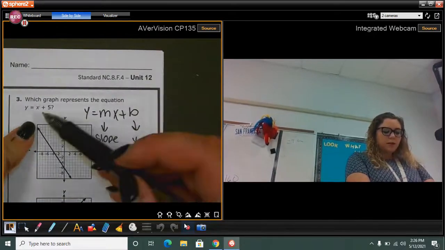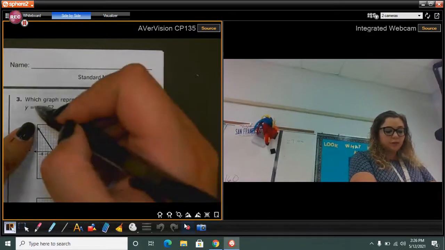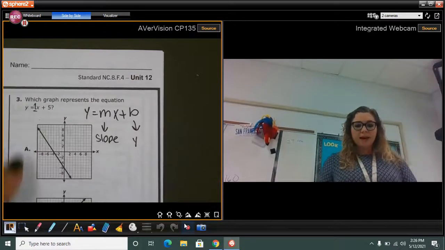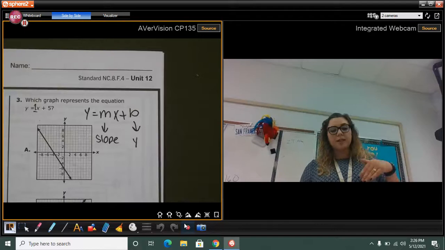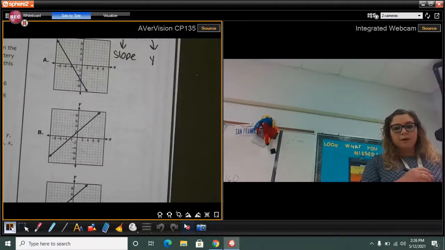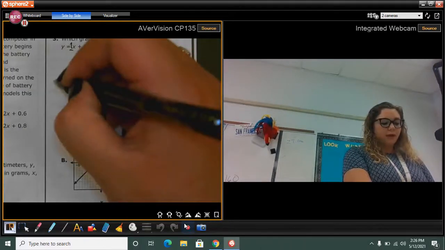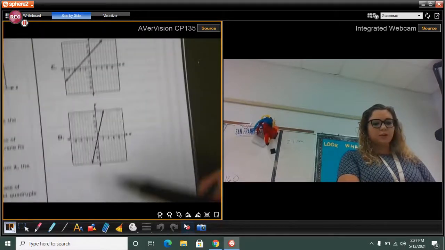Okay, so my slope, x. Now, if there's not a number in front of that x, it's understood to be 1. Is that positive or negative? It's positive. Since I have a positive slope, okay, is my line going to increase or is it going to decrease? It's going to increase. So I'm going to cross out all the ones that are decreasing. So this one is decreasing from left to right. This one's increasing, increasing, and then increasing.